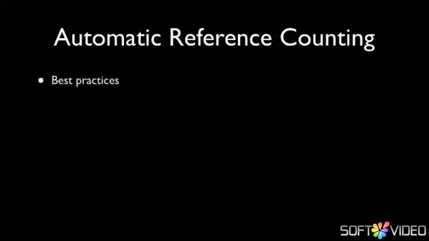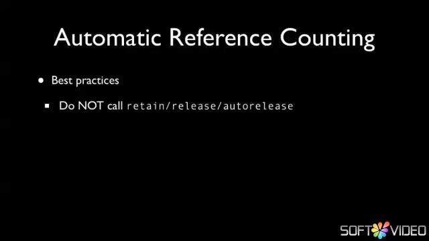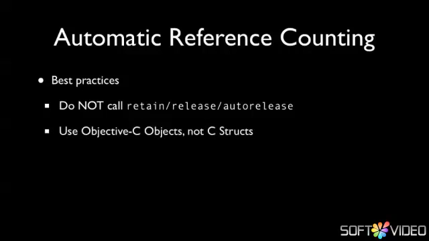Let's look at some best practices for automatic reference counting. Once we start to use it and we start to use strong qualifiers, for example, we should never call retain, release, or auto release again. We should use Objective-C objects instead of C structs. Now, generally we should use Objective-C objects anyway, because C structs are not so easy for the compiler to manage.